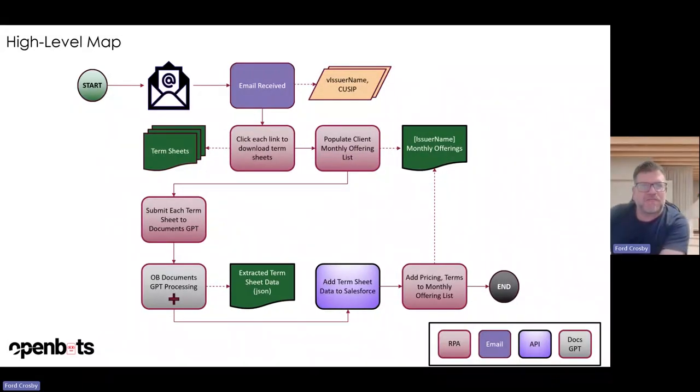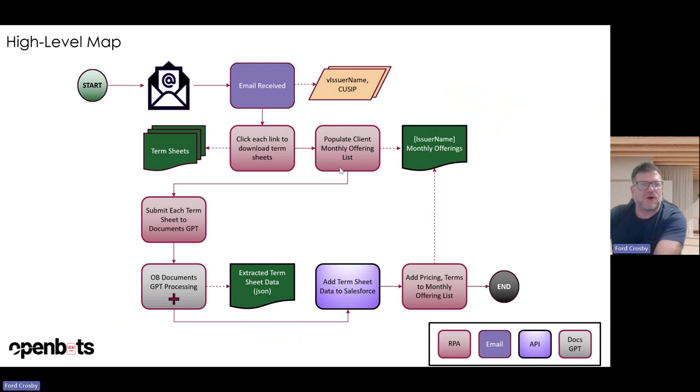This is the flow chart for the process we've been talking about. You can see here we've got the email coming in, received with the monthly list of these offerings that these asset management companies send out to all the different dealerships, broker dealers, and investment advisors. And so we're going to have a bot go in, pull the data from that, take the issuer name and the CUSIP, and we're going to populate a kind of a list. This is sort of their internal list of where they're keeping track of this.